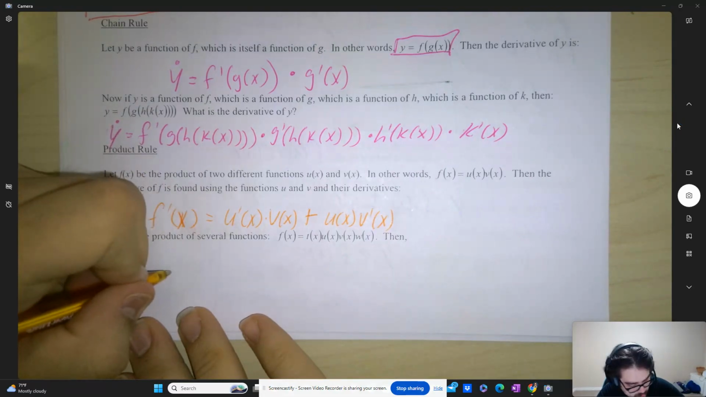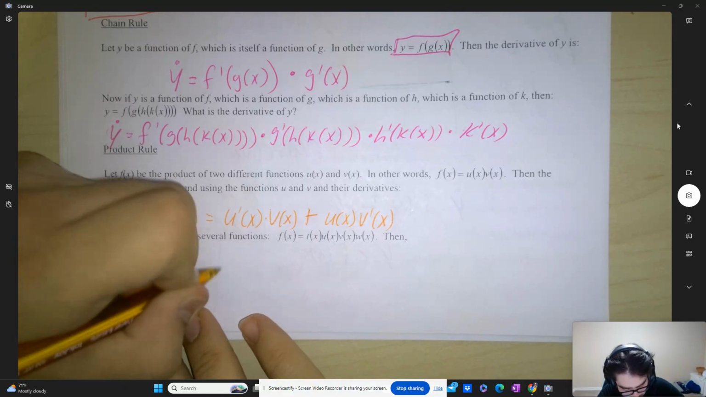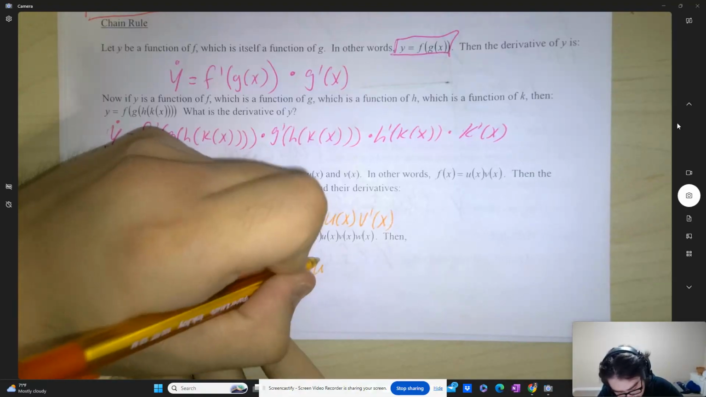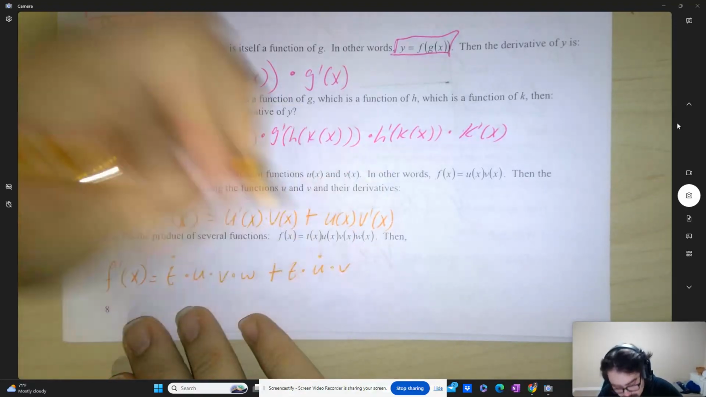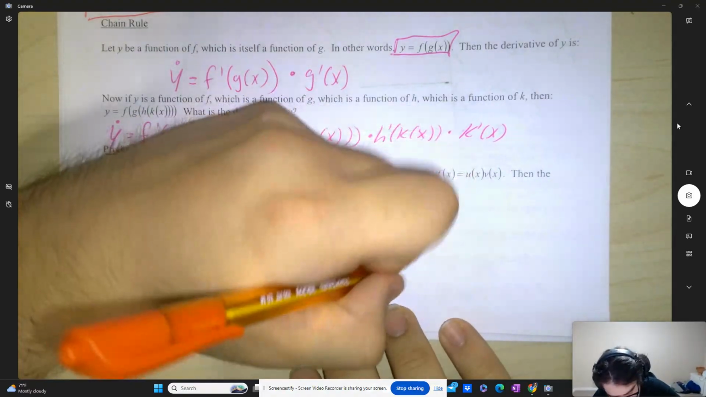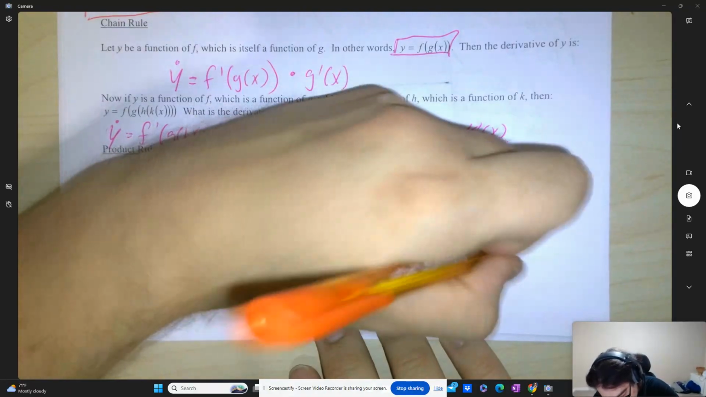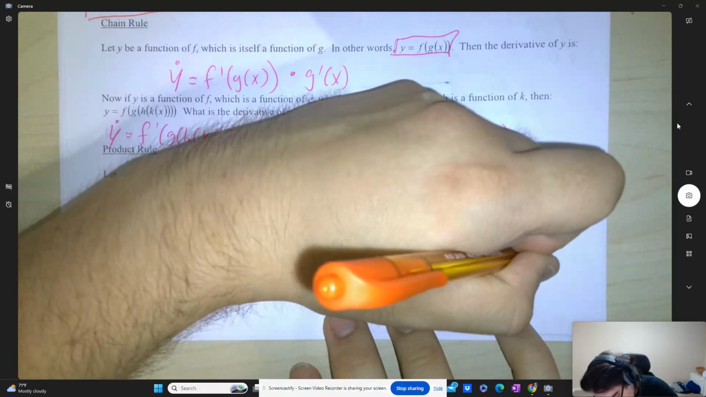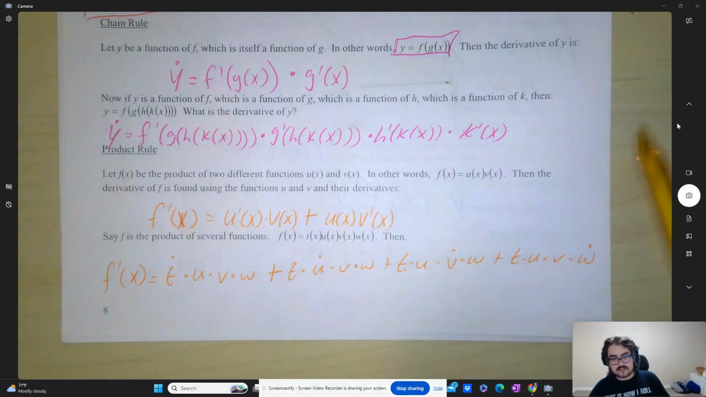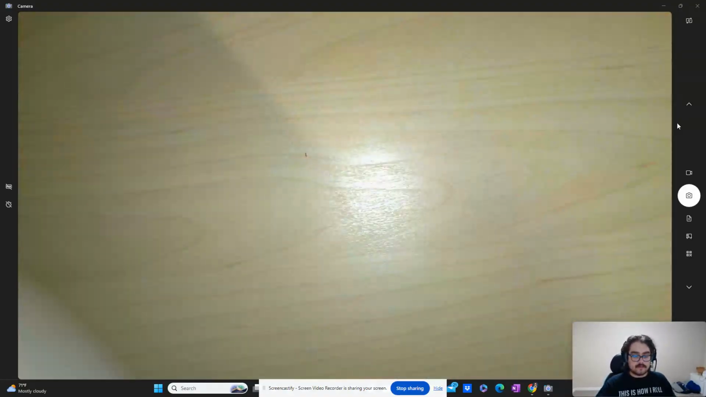Okay, so you would do t prime times u times v times w, plus t times u prime times v times w, plus t times u times v prime times w, plus t times u times v times w prime. I'm just using simple notation, I'm not writing the of x's and stuff like that. Okay, you get the point, right? And that's cruel and unusual punishment at that point. Okay, you would just do that for however many you have.